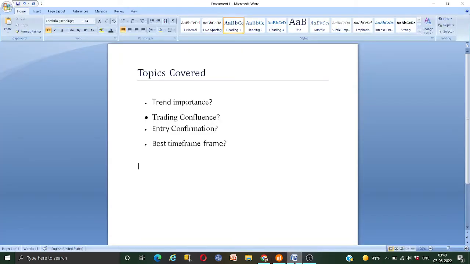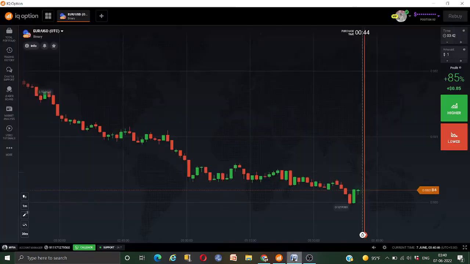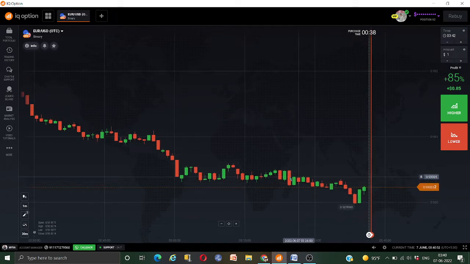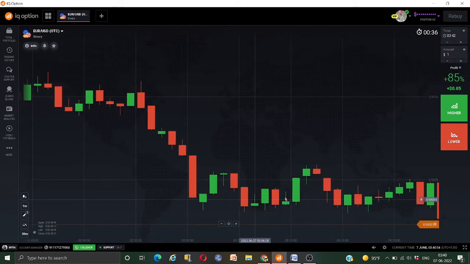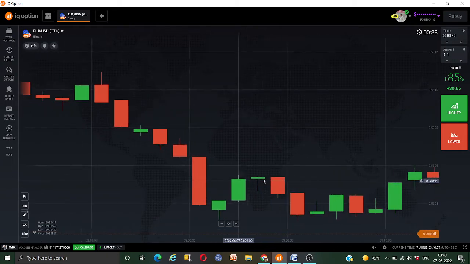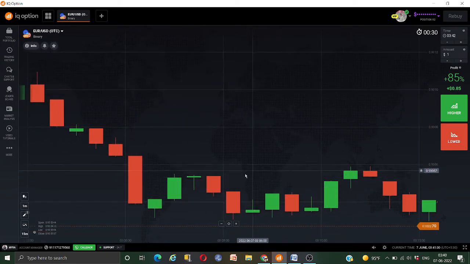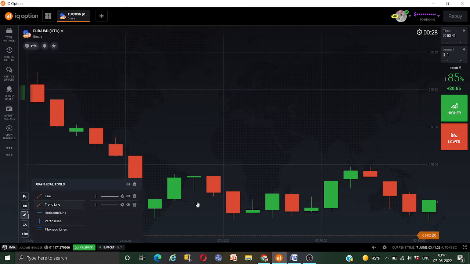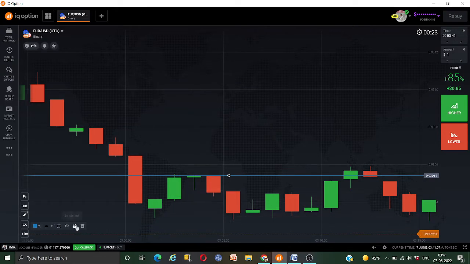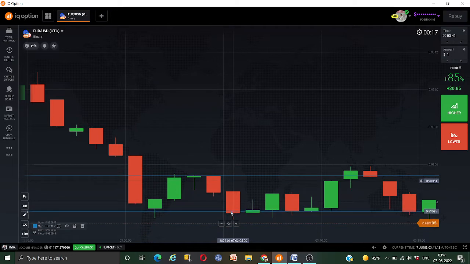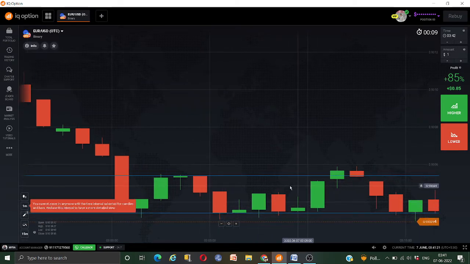And the next topic is trading confluence. What is trading confluence? Okay, we'll place our trades somewhere here. For example, let me consider this. Here there are some sellers and the main trend is a downtrend, and here there are some buyers. Okay, it's a buyer zone, it's a seller zone.